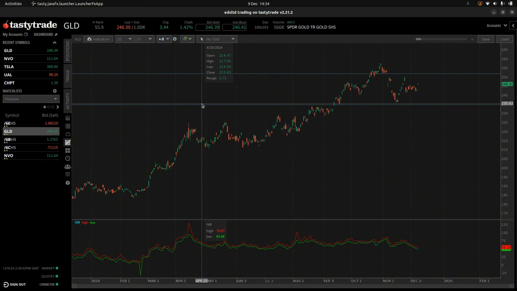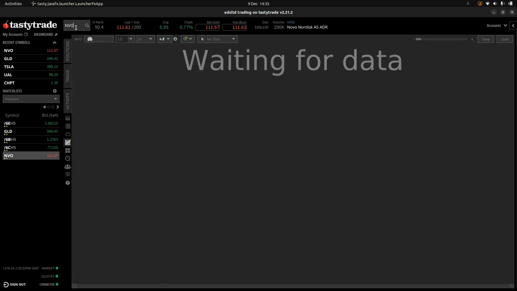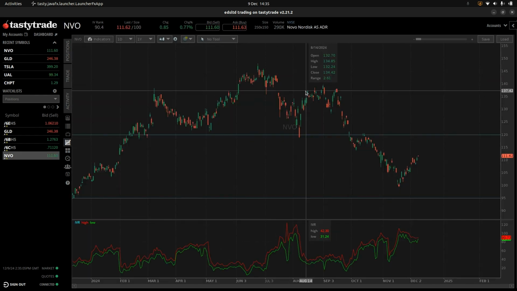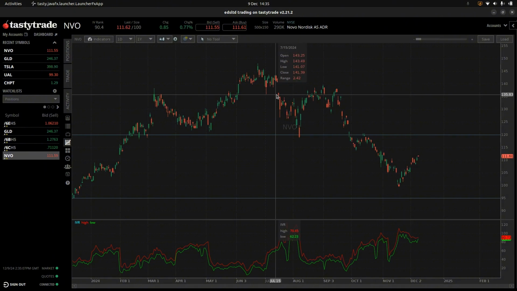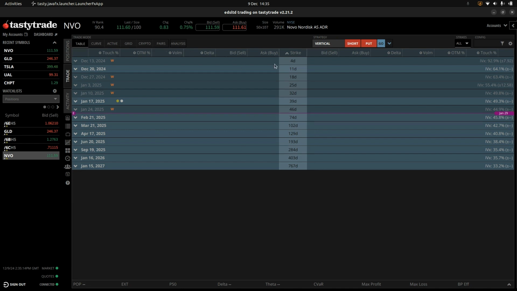So the first thing that we need to do is open up our brokerage platform and navigate to any equities underlying. We've got GLD up at the moment. Let's have a look at MVO. We've got positions on both of these underlyings. Any underlying, it really doesn't matter. We just want to navigate over to see a list of expirations for that underlying.